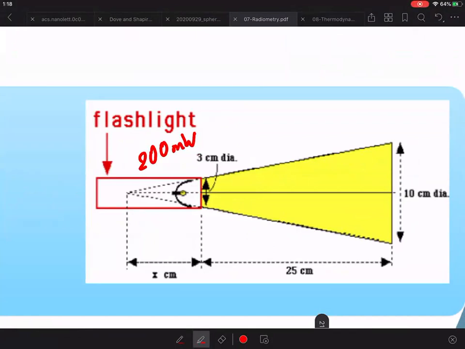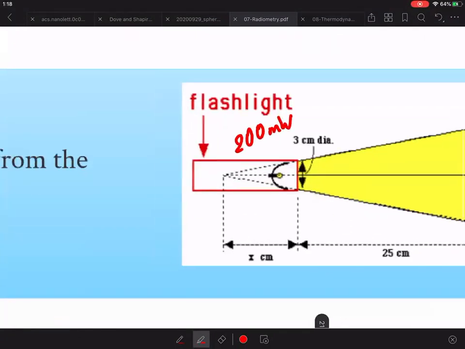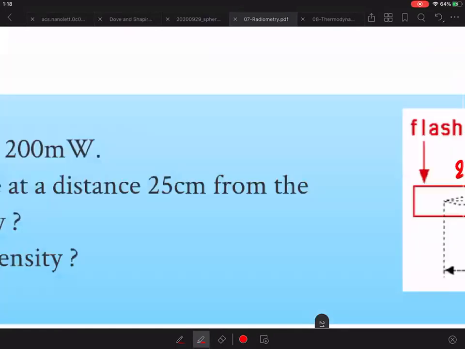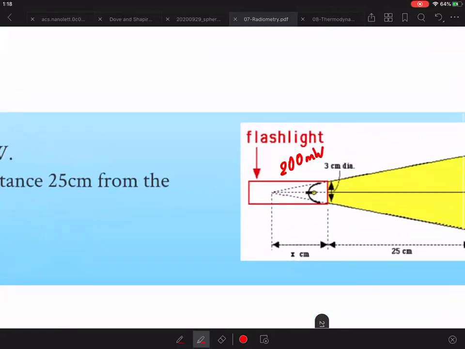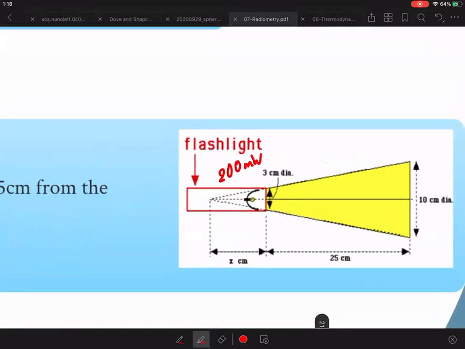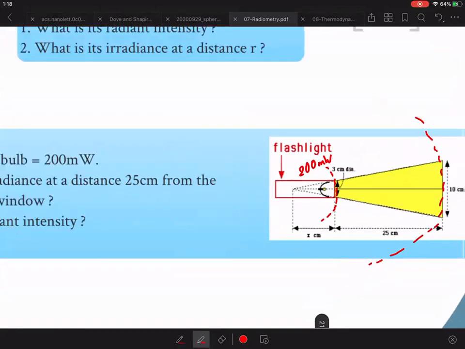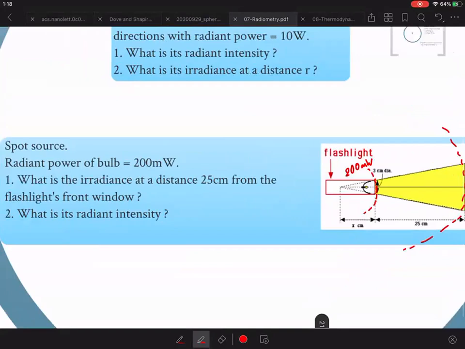So we will need to understand irradiance is watts per meter squared. So we need to understand what is the power over a circle that far away, right? And then divided by the area, times the subtended area. So the subtended area is shown here, which is 10 centimeters, and from that fraction you should be able to figure it out. And what is the radiant intensity?